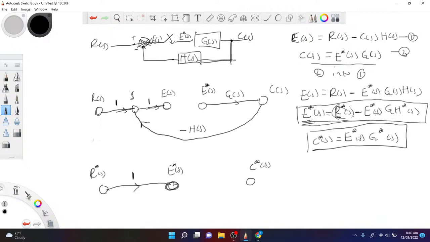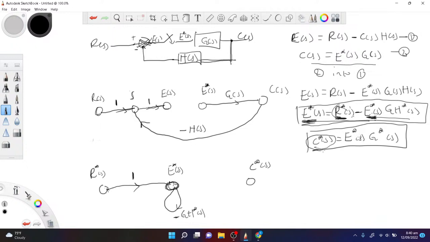Now here, the signal in this expression is E star. So go and stand at E star and come back to E star again, because E star is your final destination. Here R star is your starting point, so start at R star and go to E star. However, here E star is your starting point, so start at E star and still come back to E star. So negative G H star of S. You are done with E star.